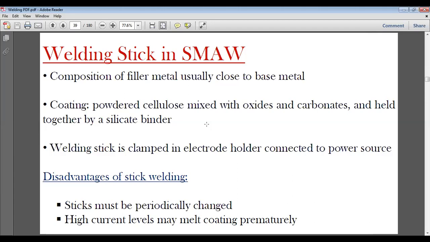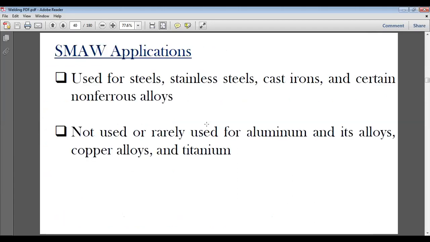Disadvantages of stick welding or SMAW: sticks must be periodically changed because they are consumed at a high rate. High current levels may melt the coating prematurely. So we have to control the current in SMAW, because otherwise the coating will melt earlier than required, which would be harmful and would not create the protective shield at the time of welding. So these are the disadvantages.